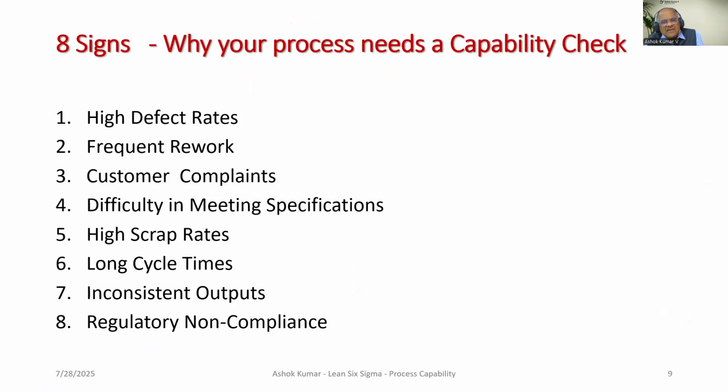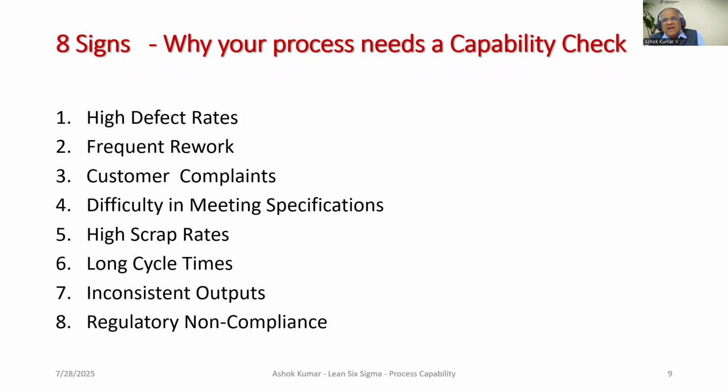And some other examples could be what you call warning signs. Whenever you see these signs in business, you can be rest assured that your process needs a capability check. It could be high defect rates, which is your measurement of DPU or DPMO. We will do some calculations a little later. It could be rework resulting in loss of time and manpower. It could be customer complaints whenever he measures and finds that your product is not up to the mark.